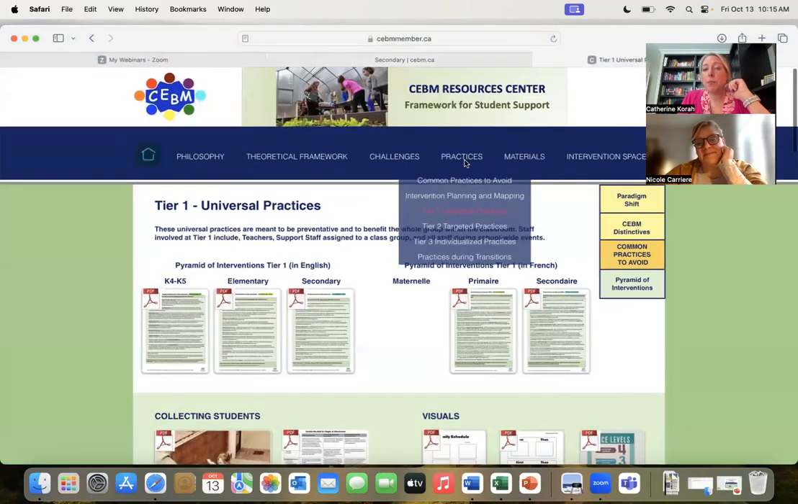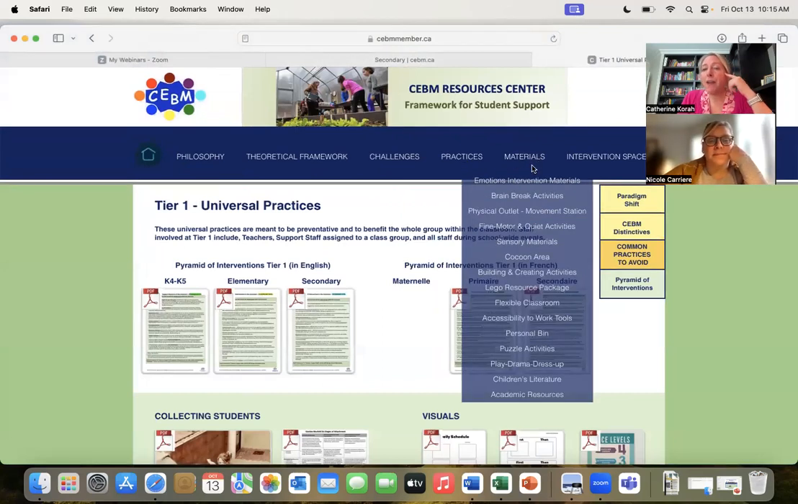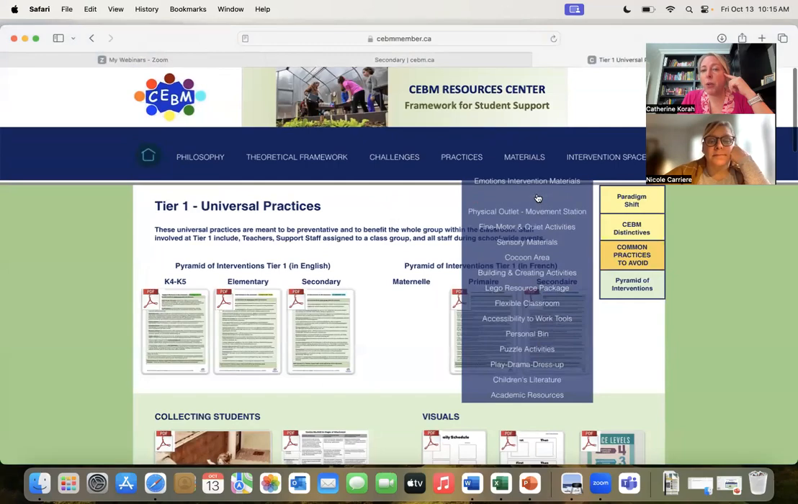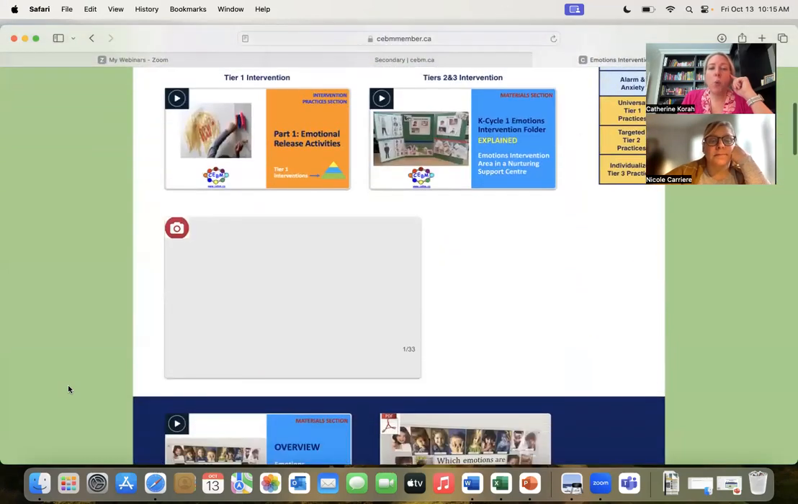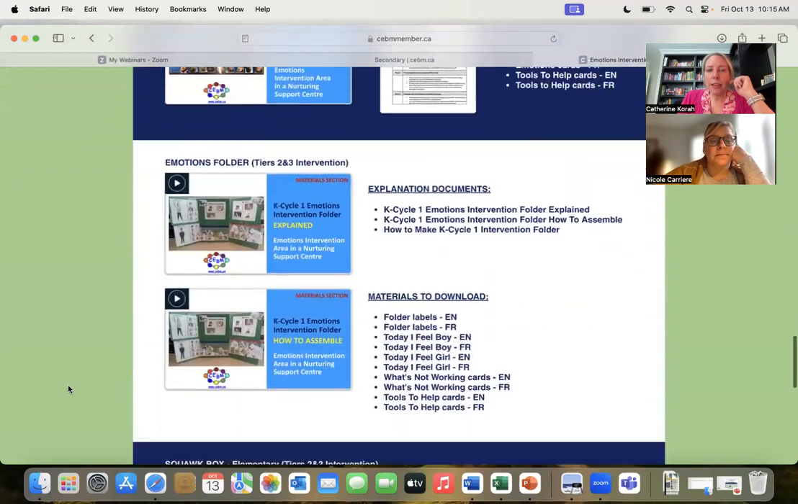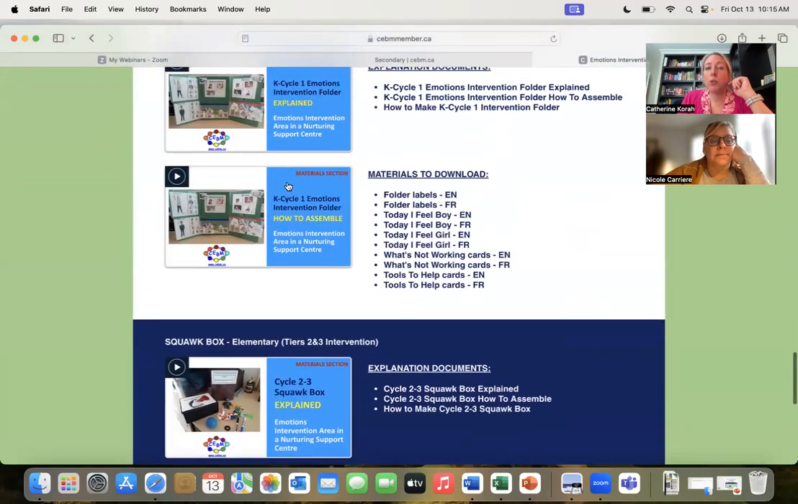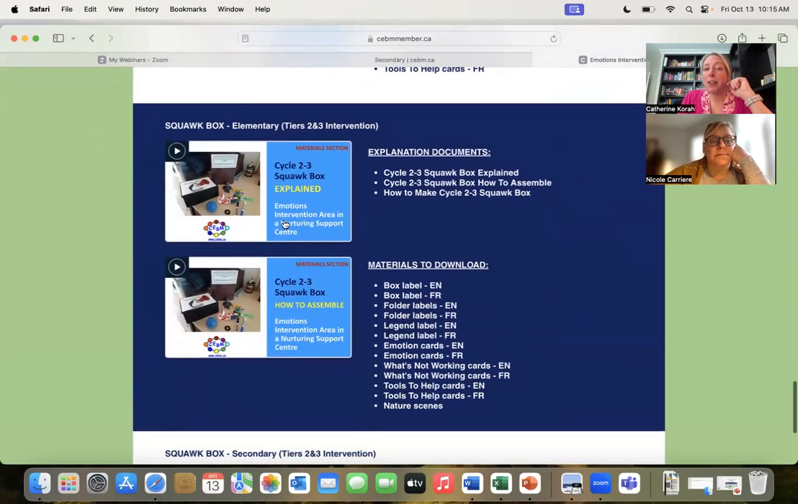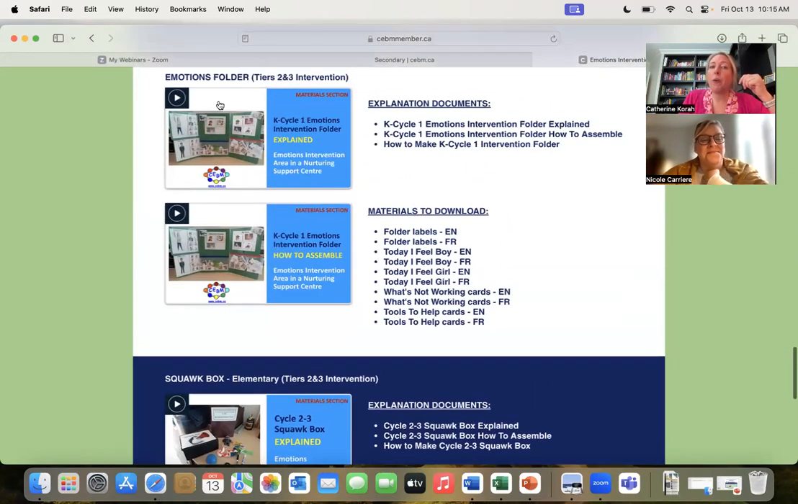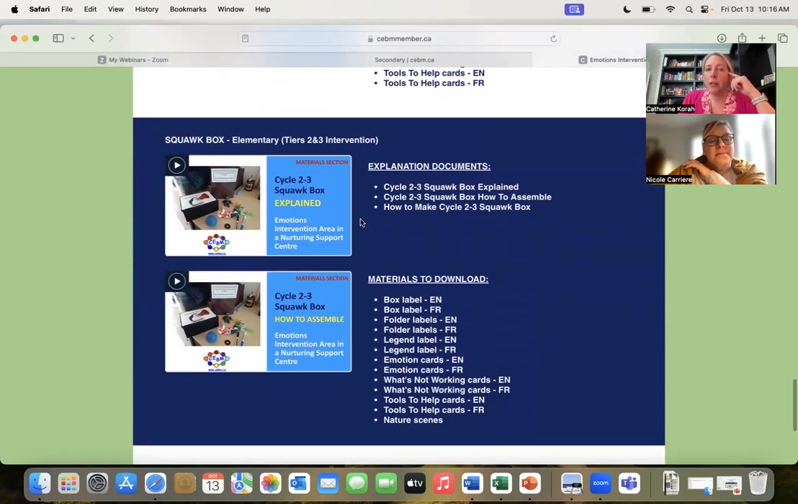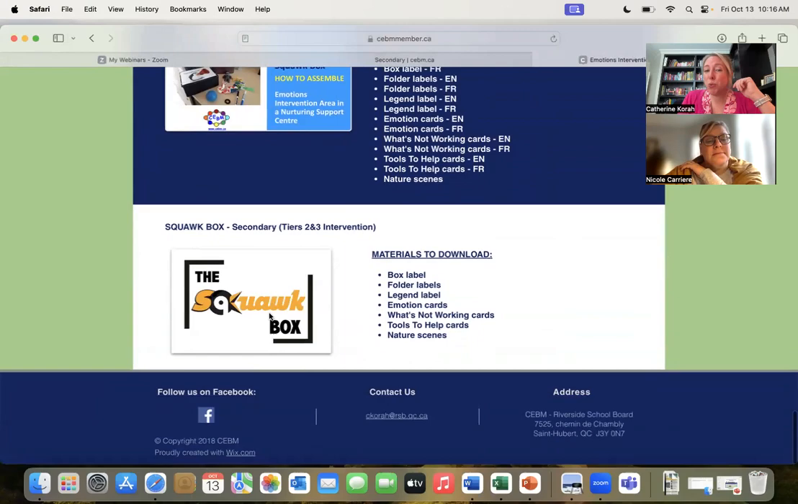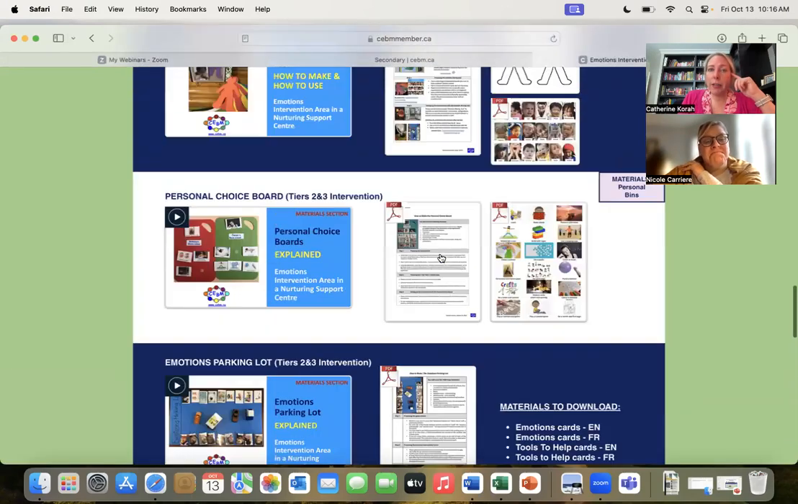So those are the practices. And in terms of the materials, I've got a list here of different types of materials available. For example, for emotions, for elementary, I've got the emotions folder. You can download all of the parts to be able to make it, and the squawk box. And so the squawk box is just one step further, more sophisticated than the emotions folder. I would use the emotions folder with kindergarten and cycle 1, grade 1 potentially. And for students who have got more vocabulary, I would be using the squawk box. And I've got one here for high school. And so I invite you to go and take a look at that.